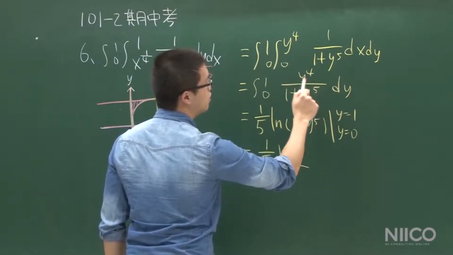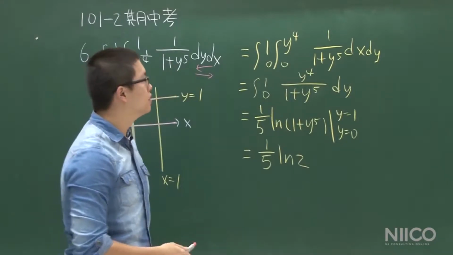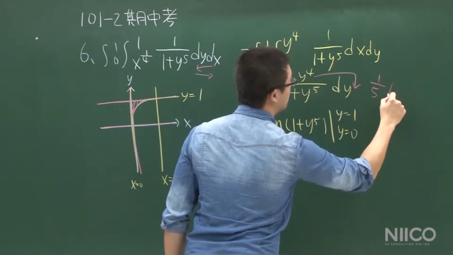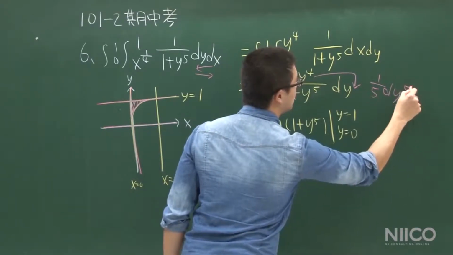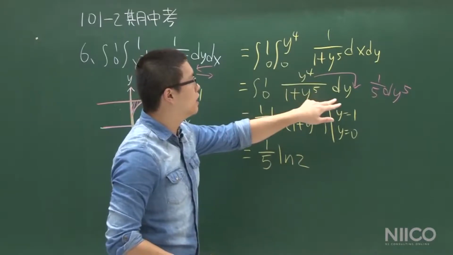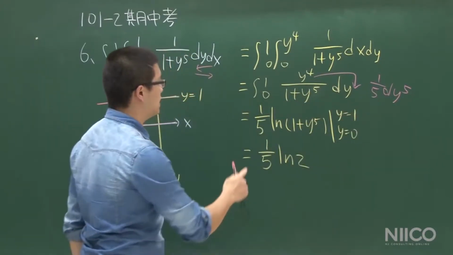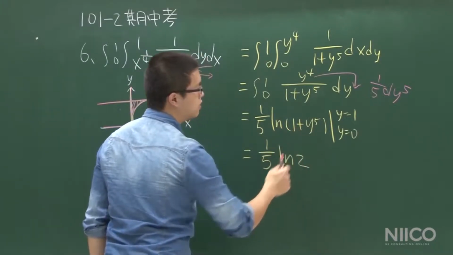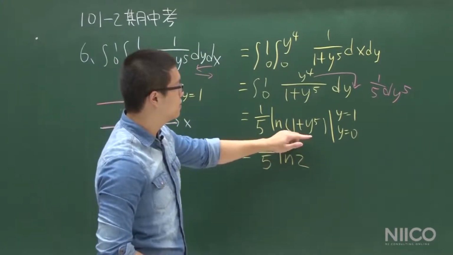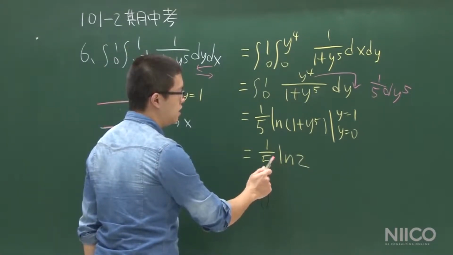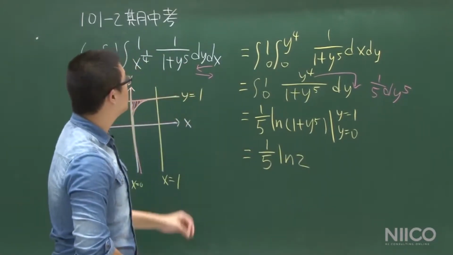Now let's take a look at this remaining integral. This is quite straightforward. We can imagine 1 plus y to the fifth as a new variable. So the derivative of this new variable would be 5 times y to the fourth. So we can see that this is just 1/5 of natural log of 1 plus y to the fifth, and y is from 0 to 1. So substituting these in, we see that the final answer would be 1/5 of natural log of 2.